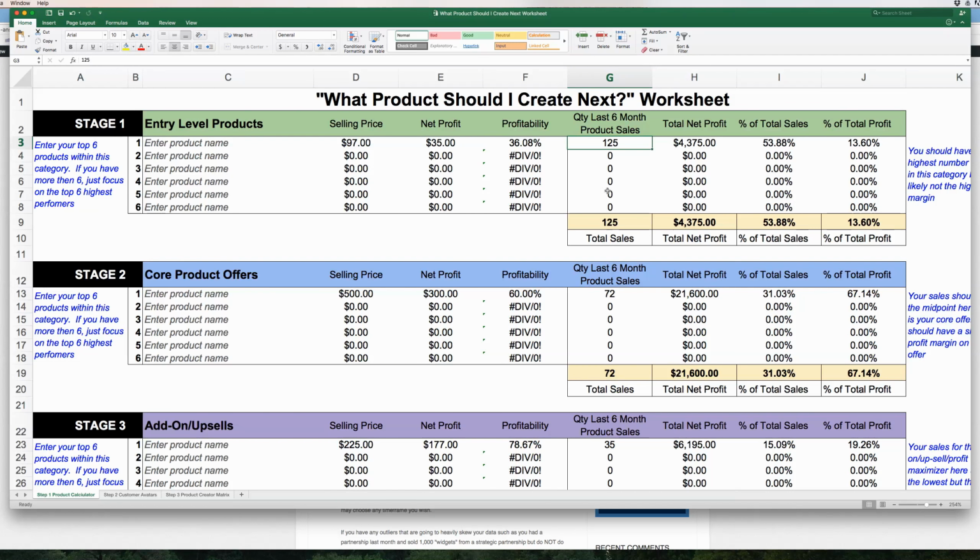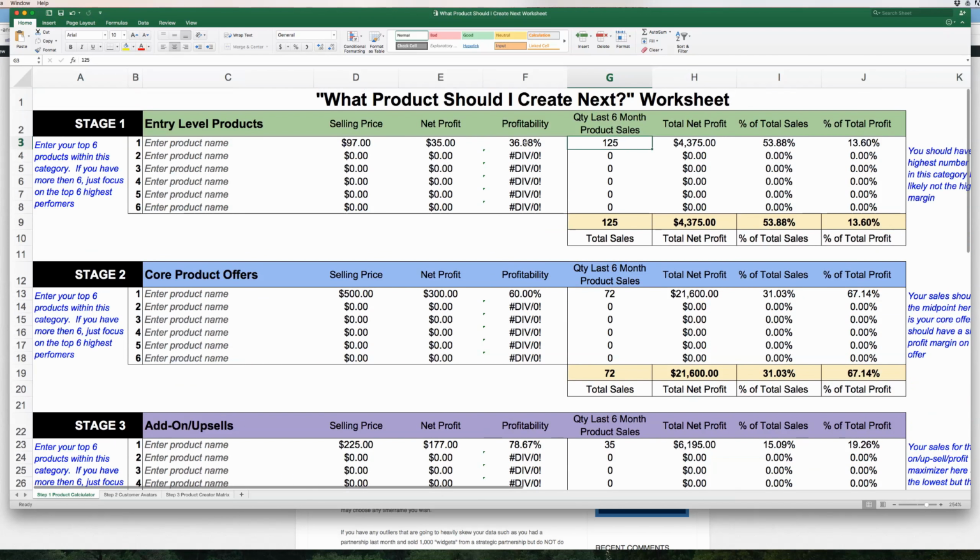And then, once you start inputting all this information into the spreadsheet or worksheet, what's going to happen is it's going to give you these fancy little calculators. It's going to do it automatically for you to show you the percent of the total sales for that specific product and the percent of your total profit, okay?